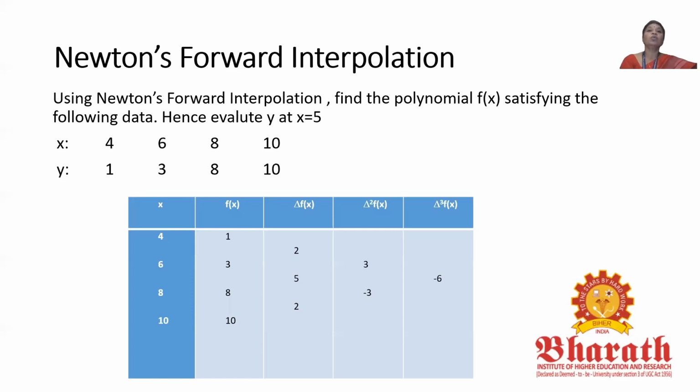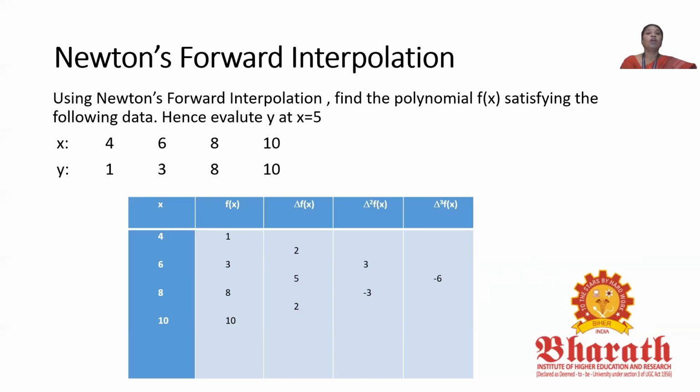So using Newton's forward interpolation, you have to find the polynomial f of x satisfying the following data. Hence evaluate y at x is equal to 5. So some x values are given, some y values are given. The x values given are 4, 6, 8 and 10. The corresponding y values are 1, 3, 8 and 10. So we will take your y as f of x.